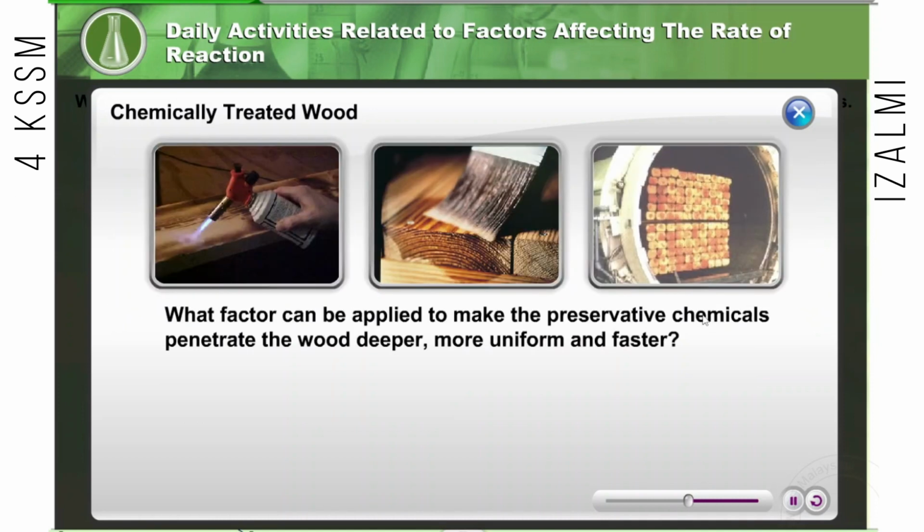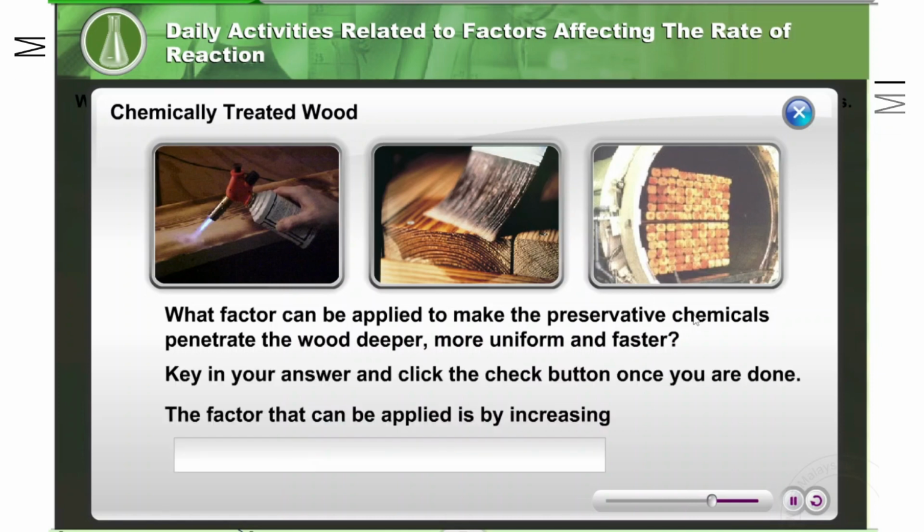Based on our knowledge of factors affecting the rate of reaction, what factor can be applied to make the preservative chemicals penetrate the wood deeper, more uniform, and faster? Key in your answer and click the check button once you are done.